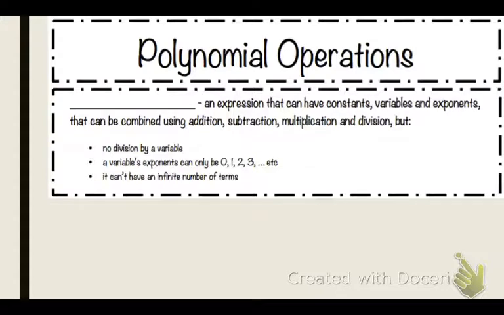An expression that can have constants, variables, and exponents and can be combined using addition, subtraction, multiplication, and division is a polynomial. So polynomials cannot be divided by a variable. The variable's exponents have to be 0, 1, 2, 3, 4, keep going. So it's positive whole numbers plus 0. And it can't have an infinite number of terms, so it can't go on forever.